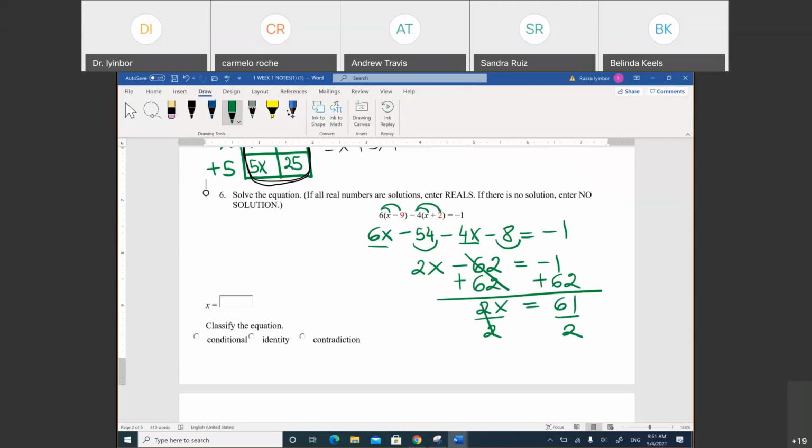Now, when you put your answer in WebAssign, WebAssign doesn't like decimals too much. Only if it says round to some number of decimal places, then you use decimals. WebAssign likes fractions, so just leave it like that, 61 over 2. Okay? 61 over 2 is my answer. Now, what type of equation is this? Conditional, good job. If you get x equals a number, it's a conditional. Okay, any questions?